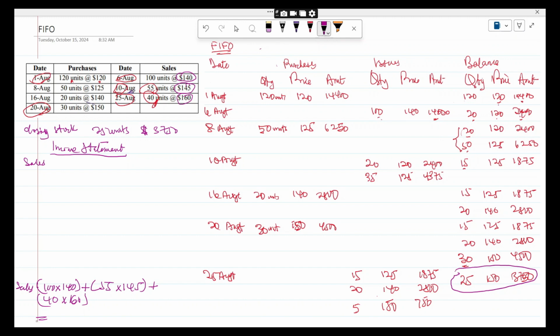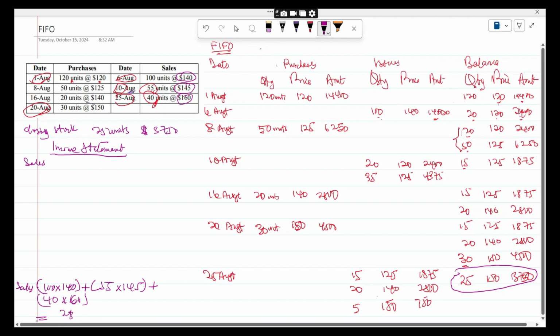So we look at 100 times 140 plus 55 times 145 plus 40 times 160. That will give us 28,375. So your sales figure here is 28,375. What about our purchases?